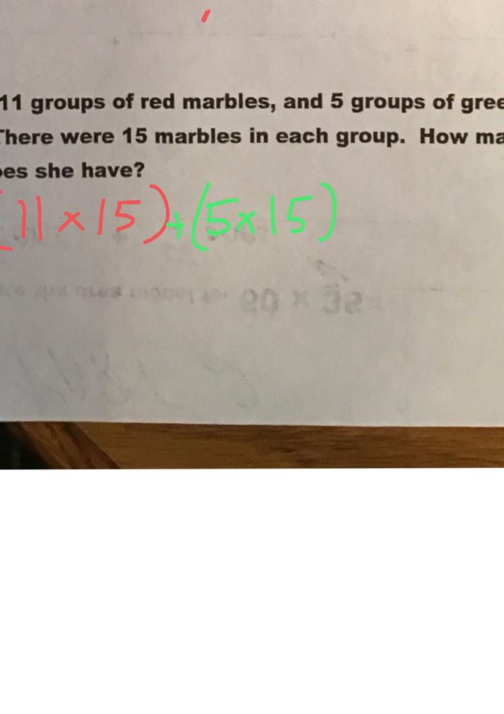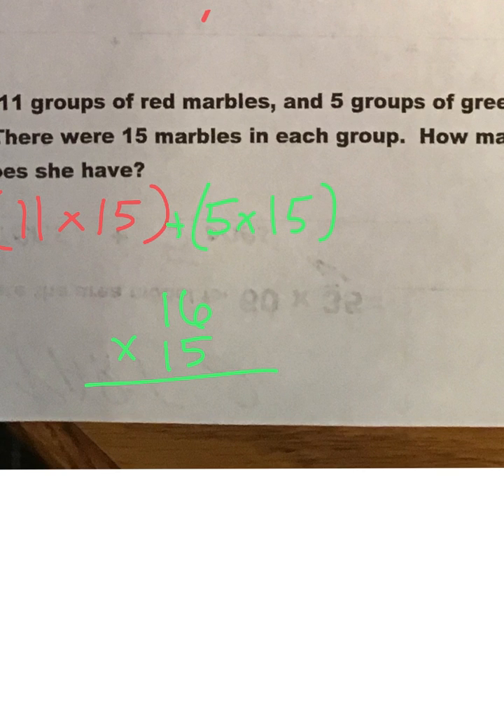What I would do is simply find out how many total groups she has. So she has 11 groups of red marbles and 5 groups of green marbles. That is a total of 16 groups of marbles. So an easy way to do this is to simply go 16 times 15. Okay? Either way, you will get the same product. So let me go ahead and solve this one.